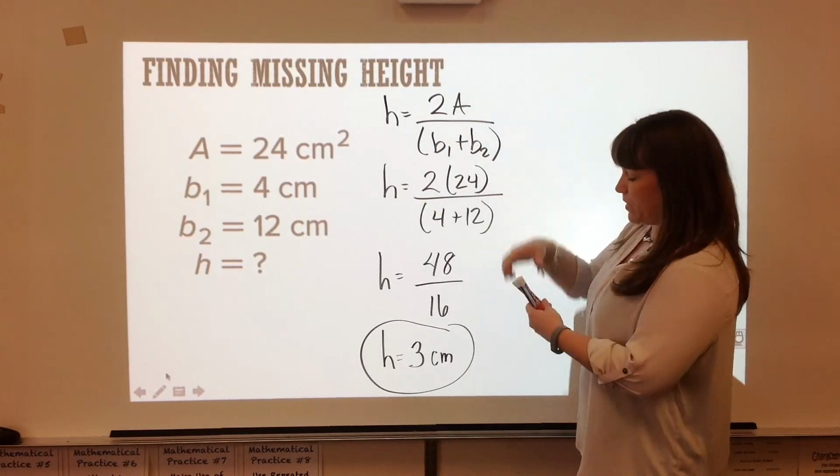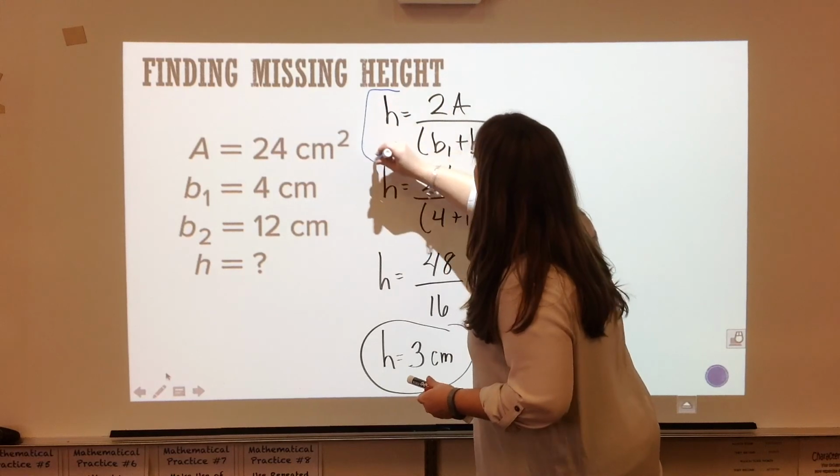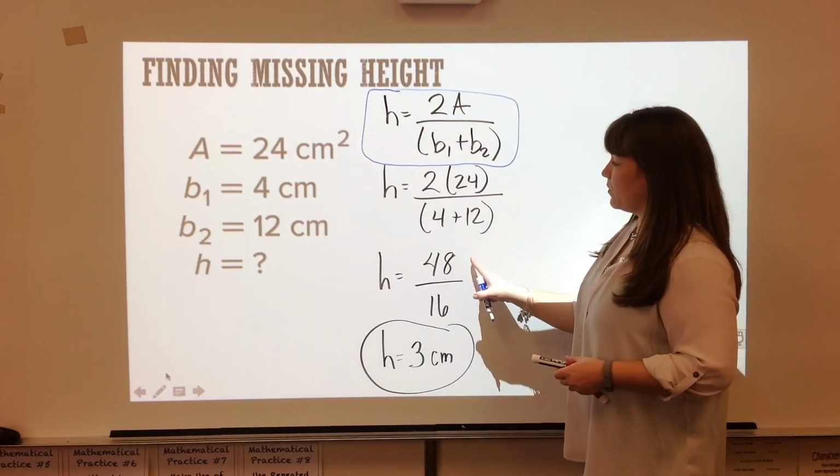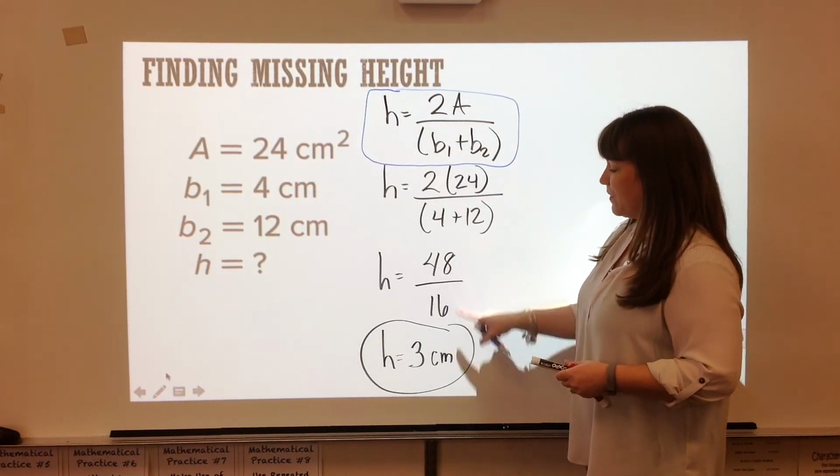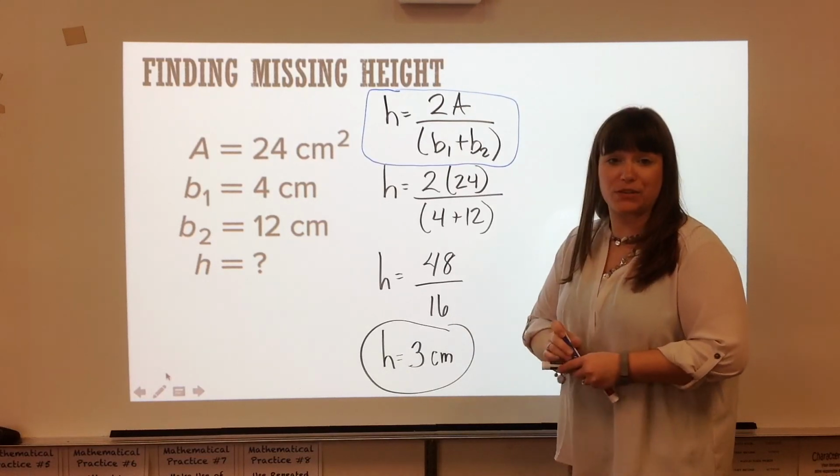So here we have the formula that we started with. We plucked and plopped. We multiplied and added, and then divided to get 3 centimeters for our height for our last one.